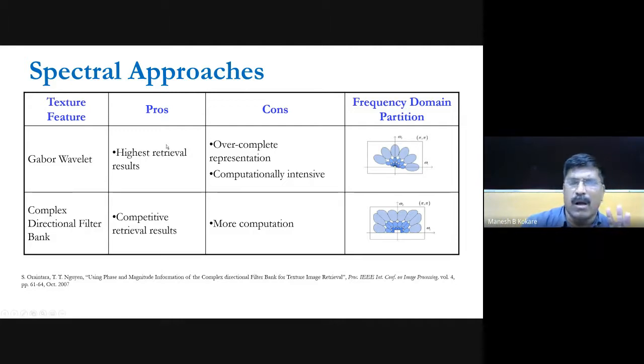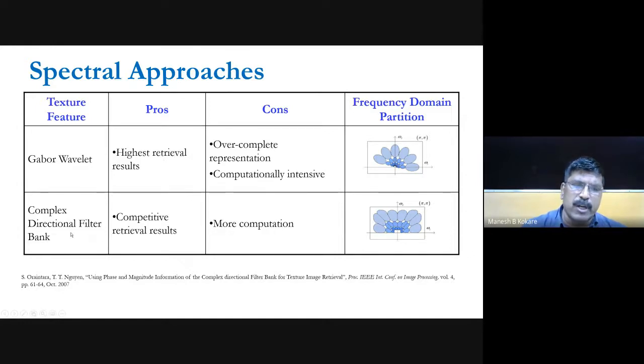What is the advantage of this Gabor wavelet? Since the number of directions is increased, definitely the accuracy of recognition will increase. That's why you get the highest retrieval accuracy, or highest classification accuracy, or highest segmentation accuracy. And I think somewhere I have told you that the mathematical formulation of the Gabor wavelet is very similar, or partially matching, with our brain's mathematical model. So that's why this Gabor wavelet gives more accuracy.